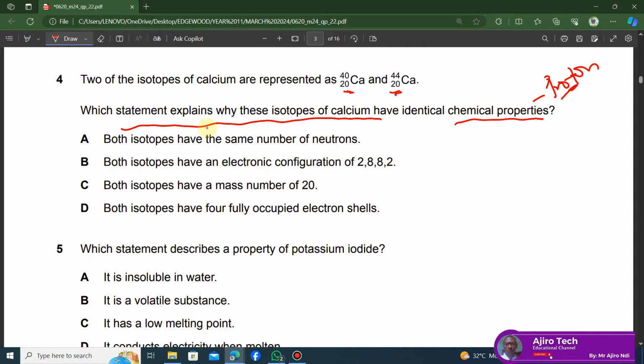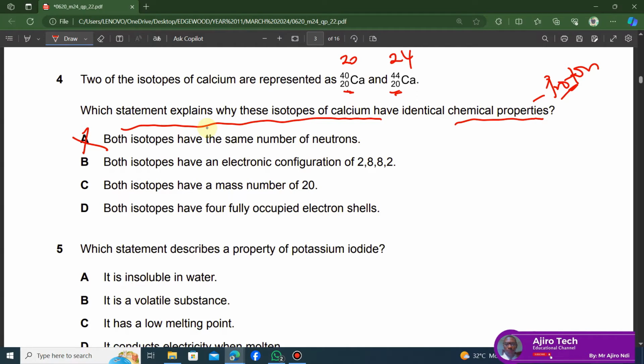It says both isotopes have the same number of neutrons. The number of neutrons in the first isotope is 40 minus 20, which is 20. The number of neutrons in the second isotope is 24. So if you compare, you see that the numbers of neutrons are different, so this option is wrong.